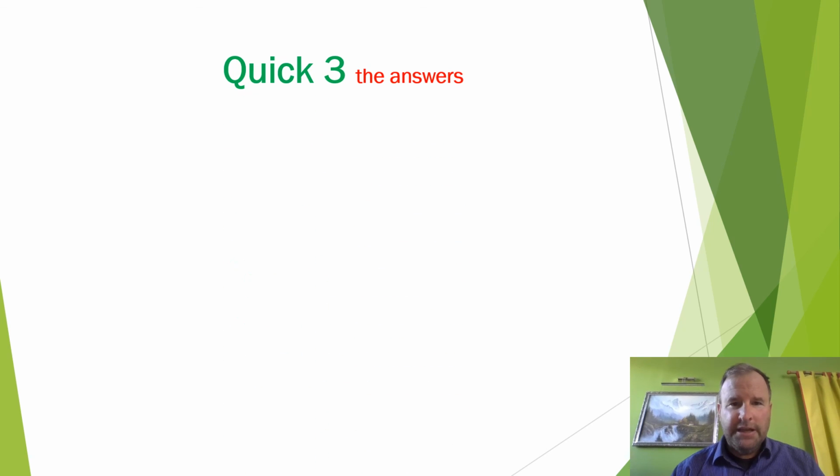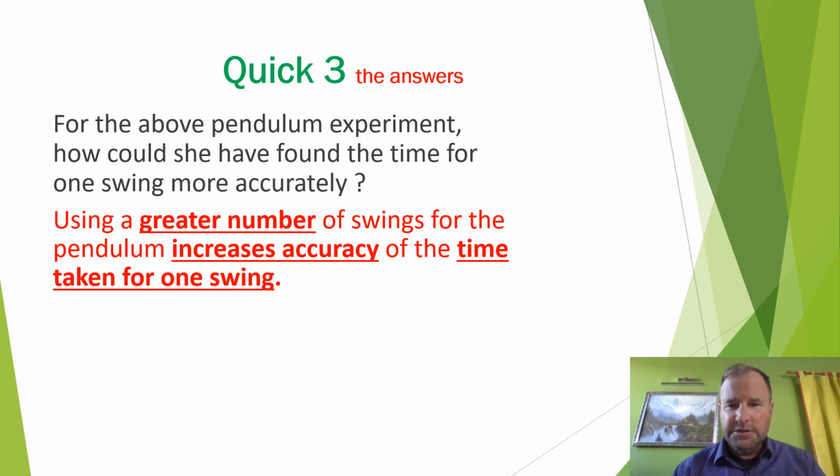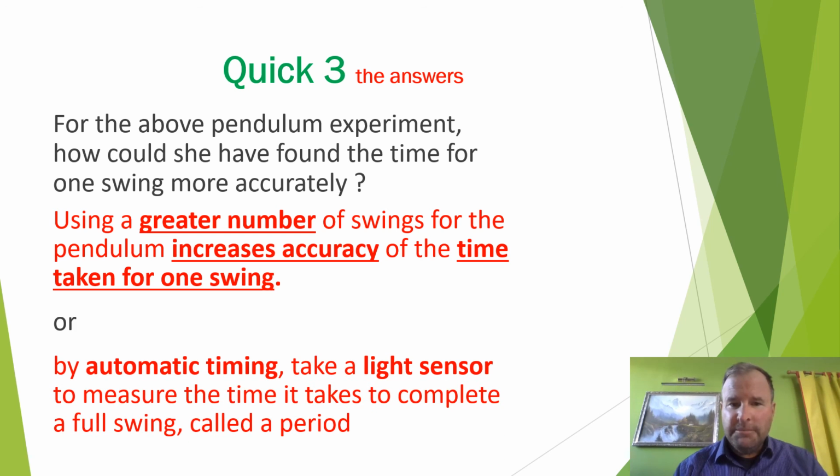Okay, final answer for question 3 in the quick 3. For the above pendulum experiment, how could she have found the time for one swing more accurately? Two alternatives to the answer. Using a greater number of swings for the pendulum increases the accuracy of the time taken for one swing. So if you did it for 10 swings, maybe you might want to do it for 25 or 30. Or you can use an automatic timing sensor to measure the time it takes to complete a full swing. And we know in the pendulum, it's called a period.